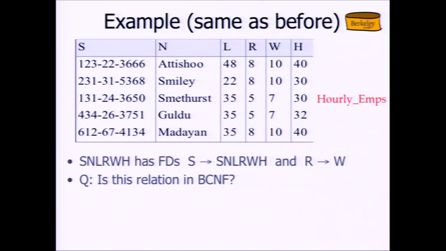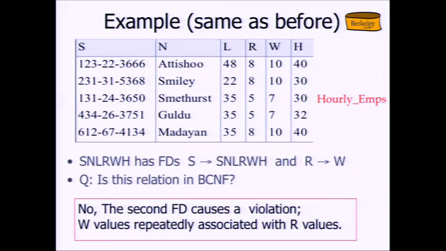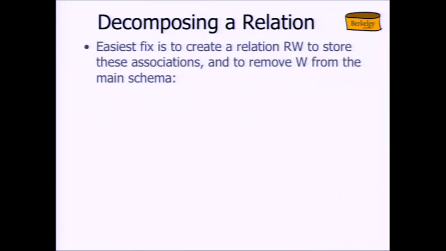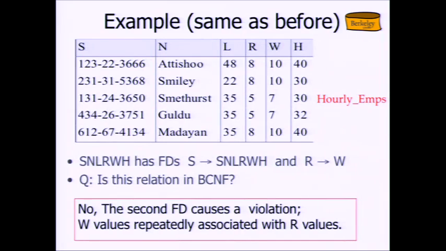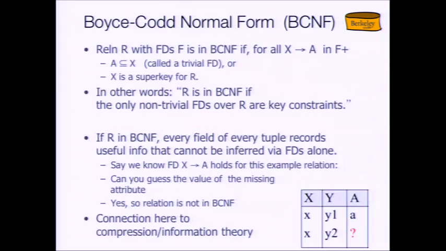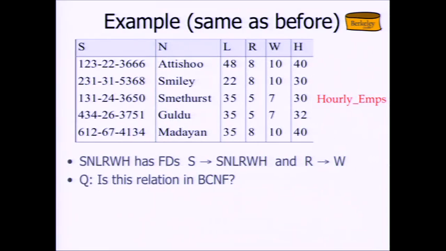So here's an example. This is the same example as we've been having. This is this Miller example where S is a key and rating determines wage. Right? R determines W. Is it in BCNF? We know the answer to that is no, because of rating determines wage. This is the example we've been going through over and over. The wage values are repeatedly associated with the rating values, right? We see 810, 810, 57, 57. They're repeated, right? So it's not in BCNF, because it violates the second rule. X is not always a superkey. The left-hand sides of the FDs are not superkeys. R is not a superkey.